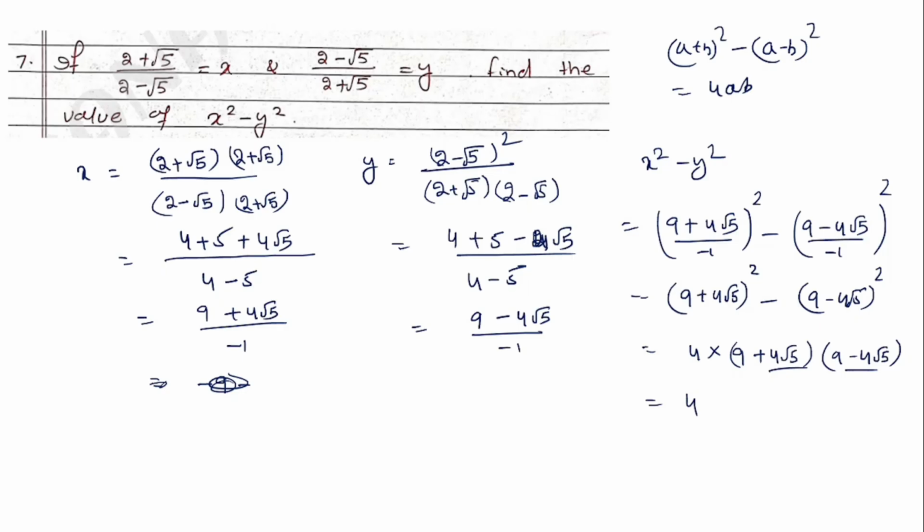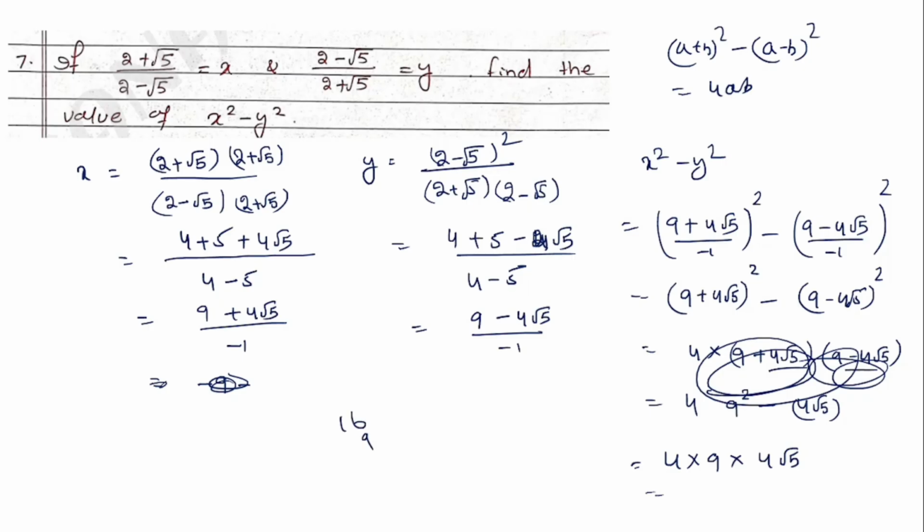Again put the formula a square minus b square, that is 9 square minus 4 root 5 square. Sorry, a plus b whole square minus a minus b whole square is 4ab. Okay, 4 into a into b. So 16 into 9, that is 144 root 5. Okay, next question.